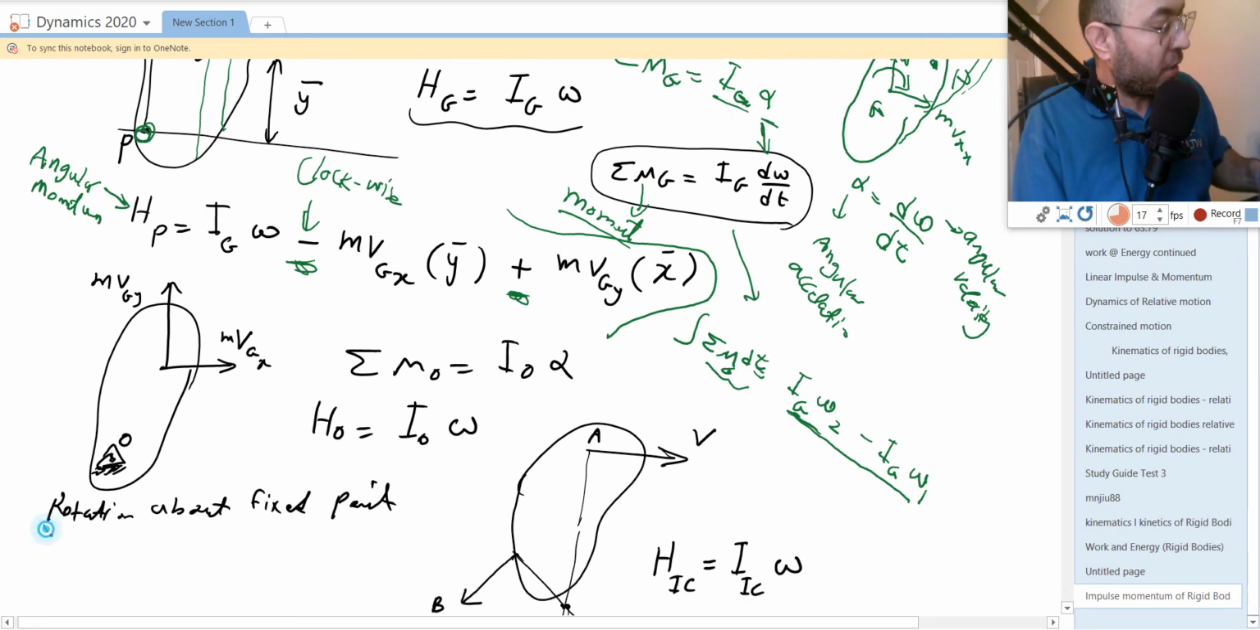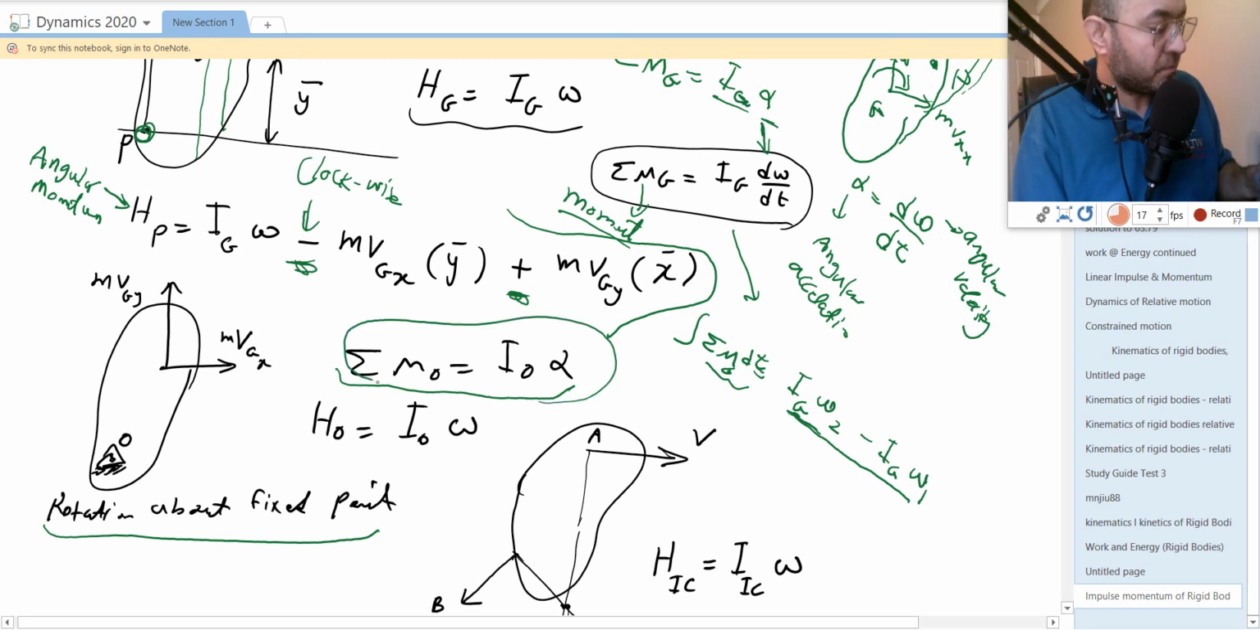When we have rotation about a fixed point, we can actually prove that the sum of moment about point O, which is the fixed point, is IO alpha. And again, if you already have this from kinetics, if you integrate it, you end up at this equation. HO, the angular momentum about O, is IO omega.